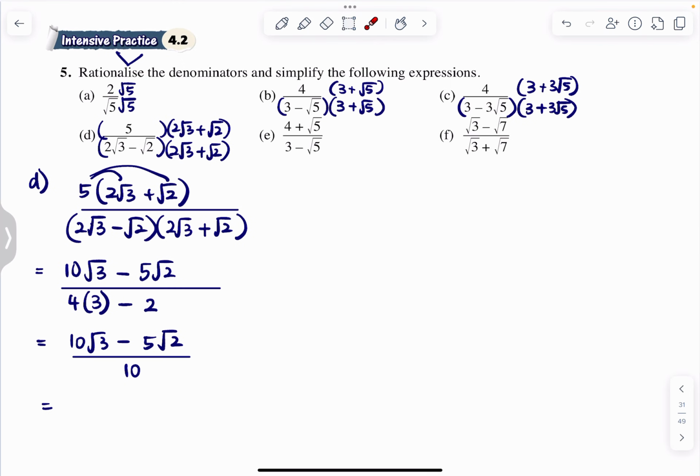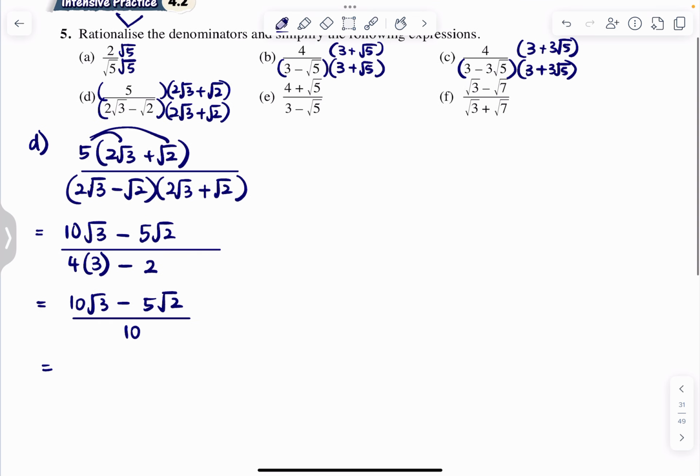Okay. Now all these terms can be divided by 5. So let's simplify. So 10 divided by 5 is 2 √3. 5 divided by 5 is 1. Okay, so I don't have to write the 1. Then 10 divided by 5 is 2. Done.